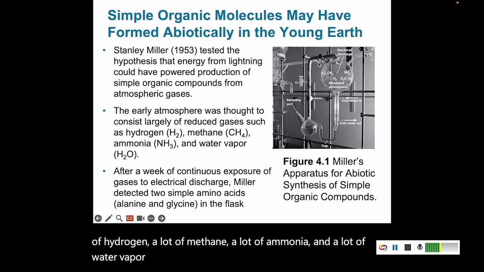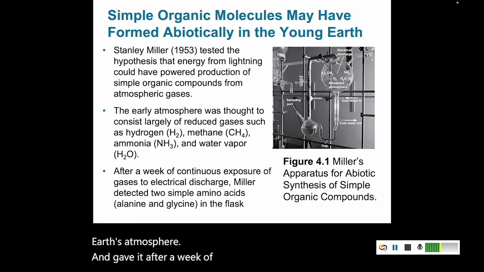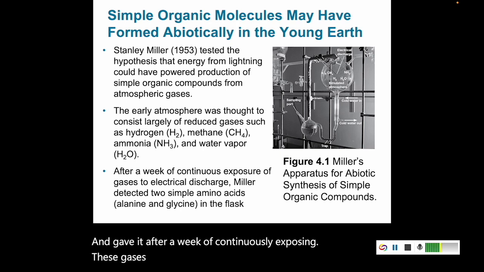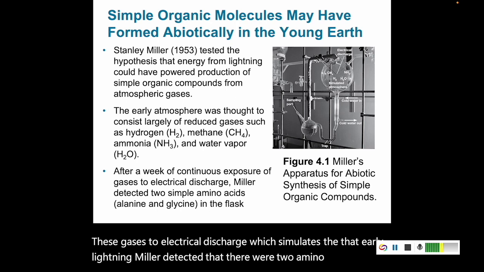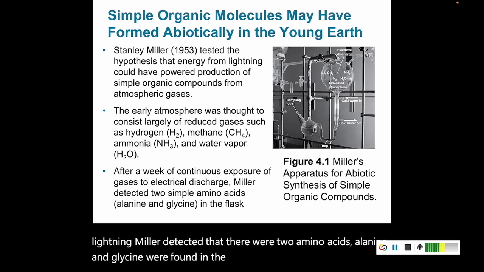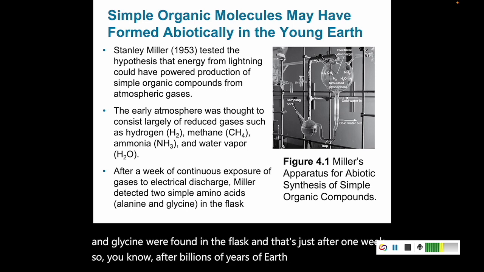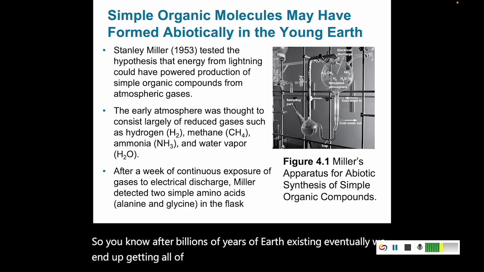And he set up this apparatus to simulate the early Earth's atmosphere, and after a week of continuously exposing these gases to an electrical discharge, which simulates that early lightning, Miller detected that there were two amino acids, alanine and glycine, found in the flask. And that's just after 1 week. So, after billions of years of Earth existing, eventually we end up getting all of our amino acids and our nucleotides being created.